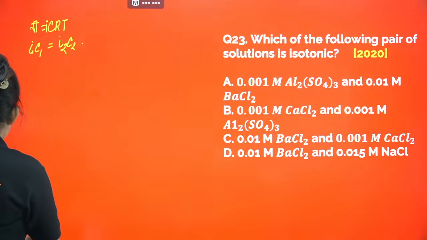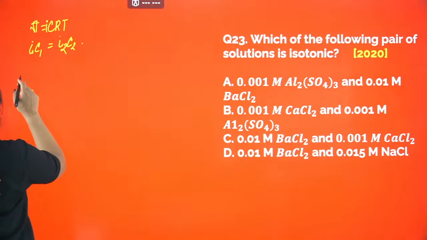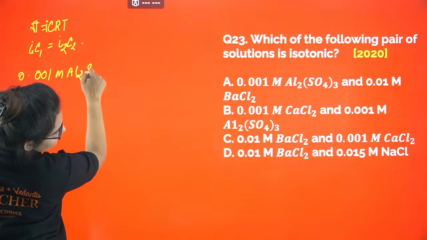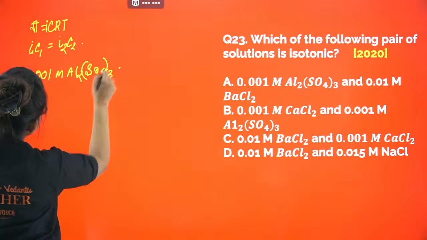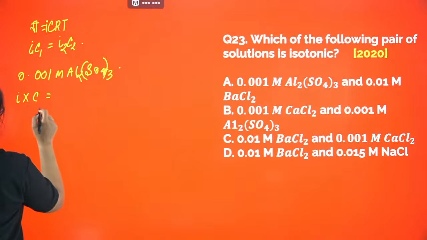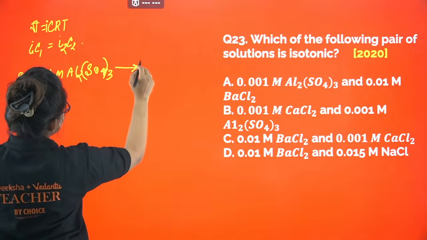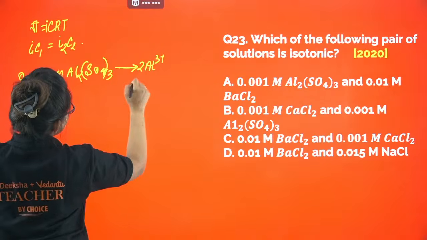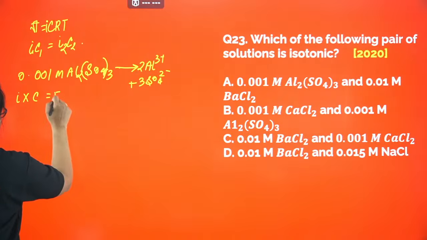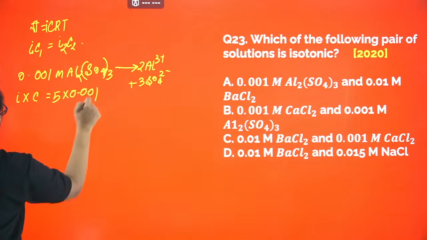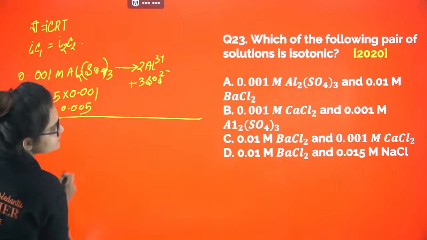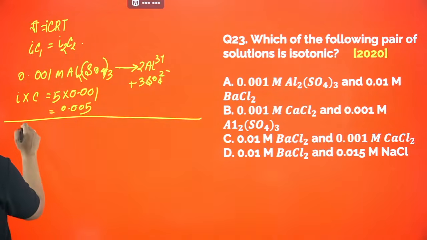First we will calculate for aluminium sulfate. They are saying 0.001 molar Al2(SO4)3. For this case, if I find the i into C value, if you break it down, it comes 2Al3+ and 3SO4 2-. How many ions? Total 5 ions, right? So 5 into 0.001 will come to be 0.005.